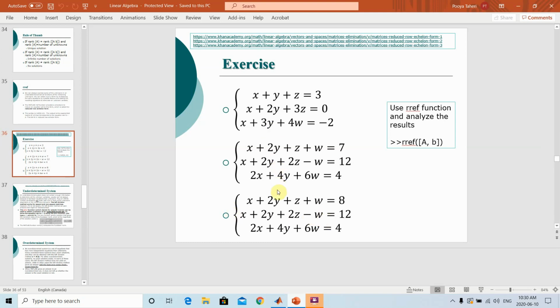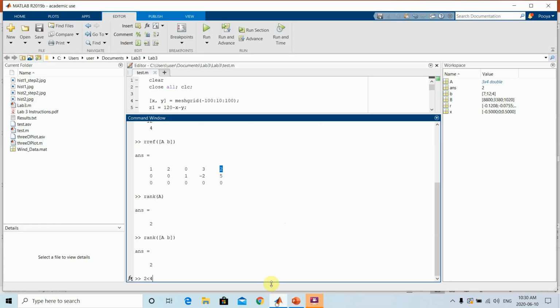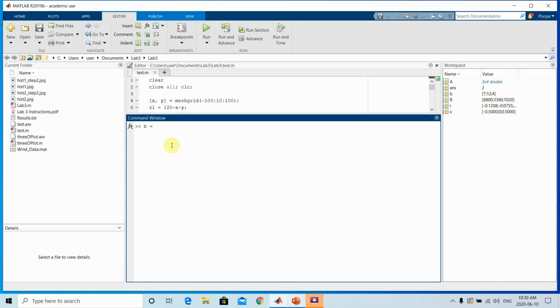I think this one has the same coefficient matrix, but our right hand side is different. So let's just go to MATLAB, CLC. I'm just going to change b. I forgot to take a look at them. It's 8, 12, and 4.